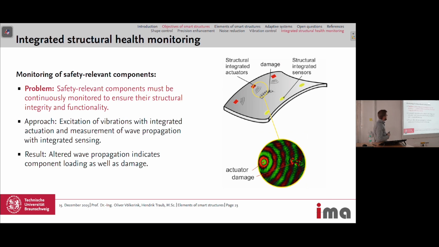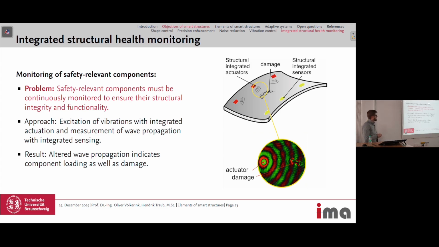And then the last objective, or the last application area, is integrated structural health monitoring. Here the problem is that safety-relevant components must be continuously monitored to ensure their structural integrity and functionality, especially in aerospace structures. In commercial aircraft, you have the different checks, A, B, C, D check, and inspection intervals.